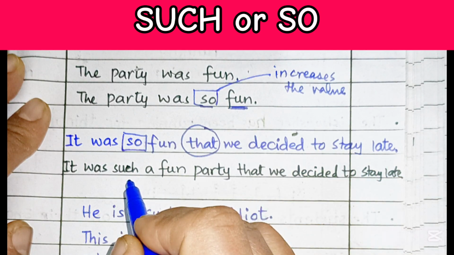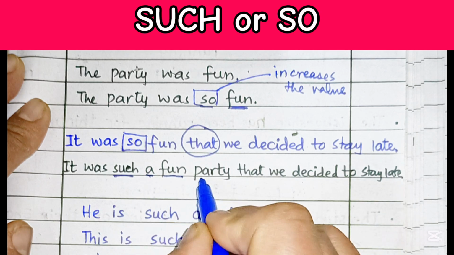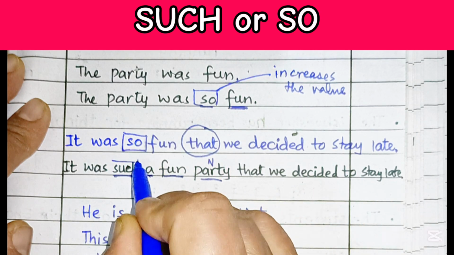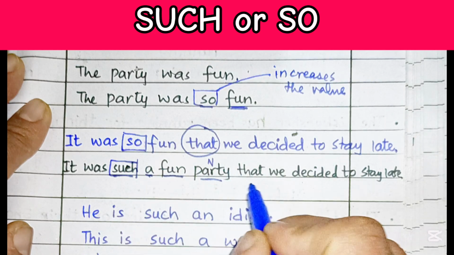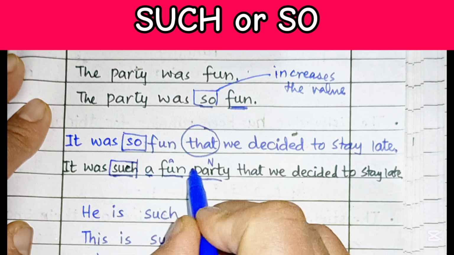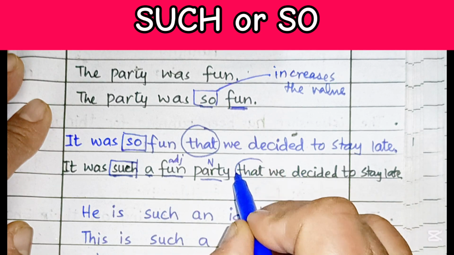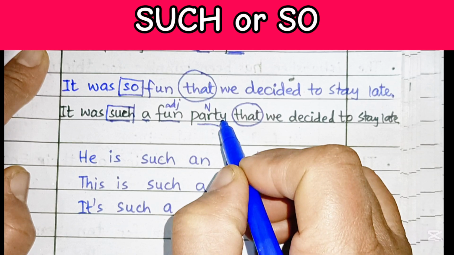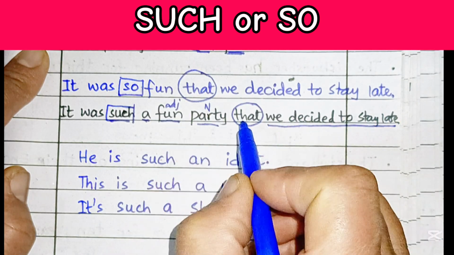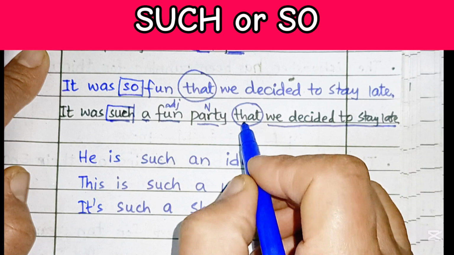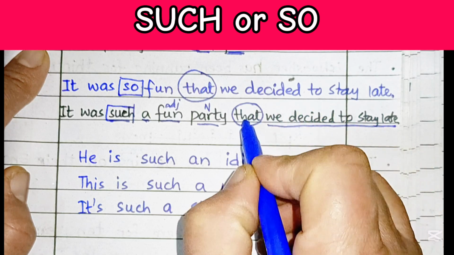Now I'm thinking about the noun party for "such". It was such a fun party. Party is a noun over here, but we are not using "so" now; rather we are using "such". Fun is still an adjective: what sort of party? A fun party. Again, the word "that" is optional. We can use it to introduce the upcoming clause, or we may not use it. We may say, "It was such a fun party, we decided to stay late." This is okay without "that".